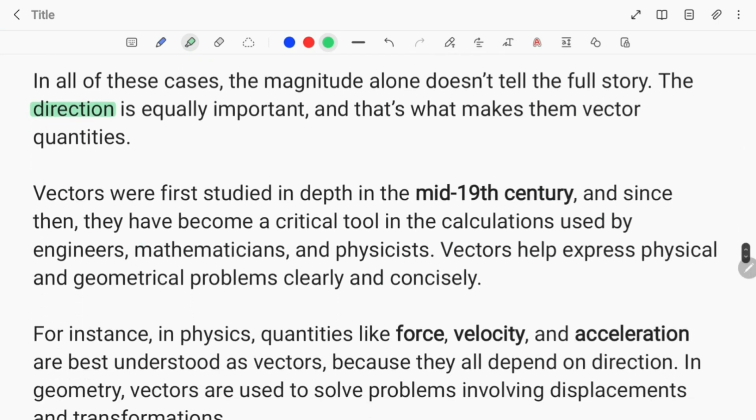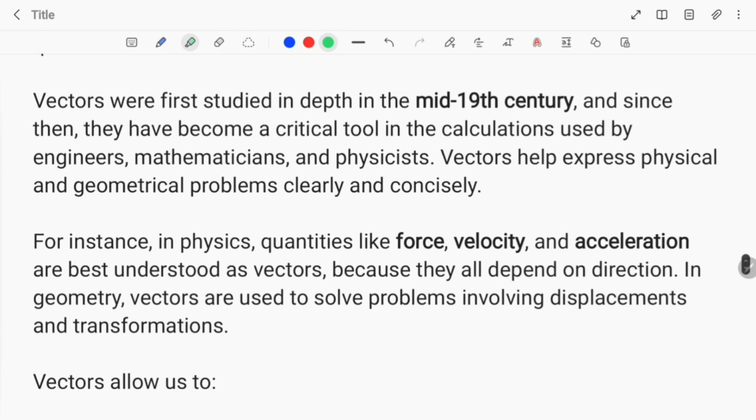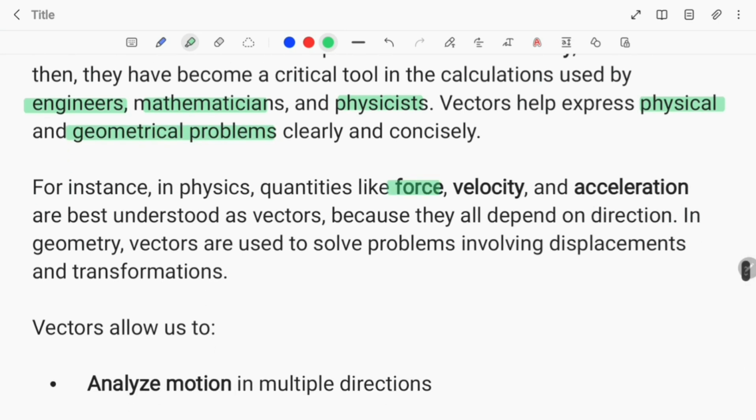Vectors were first studied in depth in the mid-19th century, and since then they have become a critical tool in the calculations used by engineers, mathematicians, and physicists. Vectors help express physical and geometrical problems clearly and concisely. For instance, in physics, quantities like force, velocity, and acceleration are best understood as vectors because they all depend on direction. In geometry, vectors are used to solve problems involving displacements and transformations.